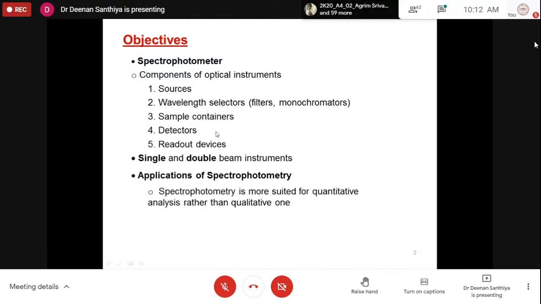Okay, so there are two very important things here. Two different types of spectrophotometers we are going to discuss here. One is single and double beam instruments. Okay, what is single beam? What is double beam? In single beam, only one beam of electromagnetic radiation is used. In double beam, two beams are used. Okay, applications of spectroscopy. Spectrophotometry is more suited, as I explained, for qualitative as well as quantitative analysis. But this is clear?